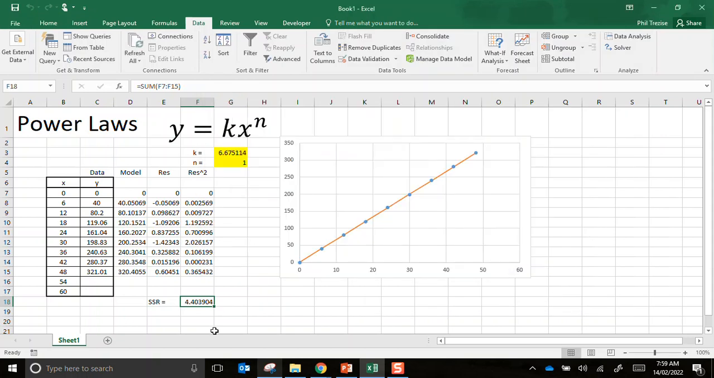And it seems to have got a better answer. It's now down to 4.4. Mine was about 9 point something, wasn't it? So that's an improvement. And we've got a much finer detail here in the value of K. So the best model that I can find to predict or to fit this data is going to be y equals 6.675 multiplied by x to the power of 1. And that's how you do a power law model in Excel.